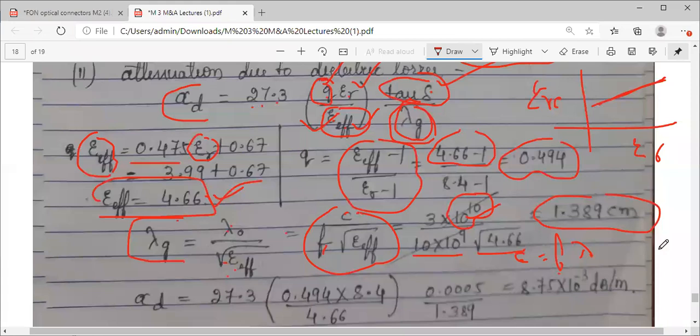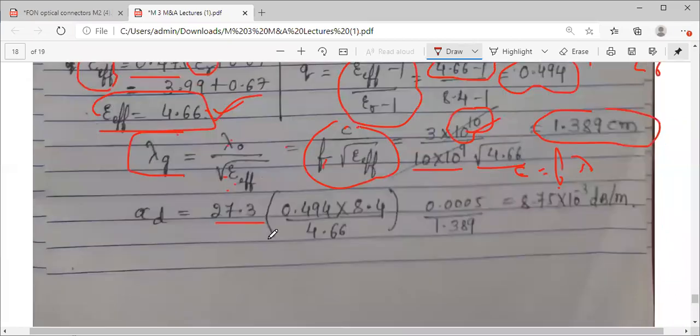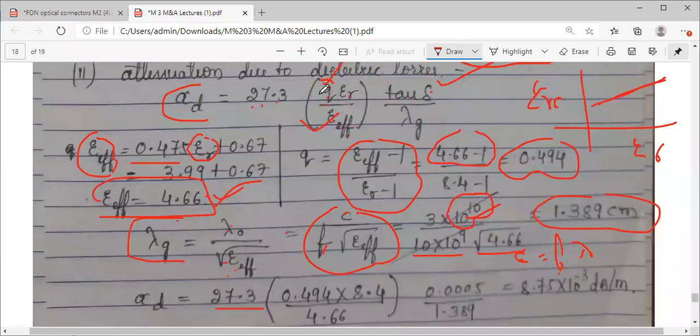Okay, so lambda g I have calculated. All the data is now ready in order to calculate attenuation due to dielectric, alpha d. Substitute all the calculated values: 27.3, 0.94 is the Q value, then epsilon r effective, tan delta and lambda g. Substitute all the values. I have got it like this.